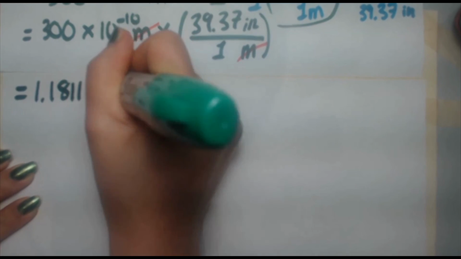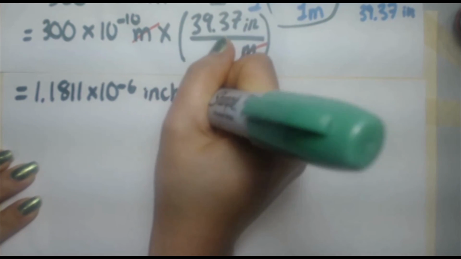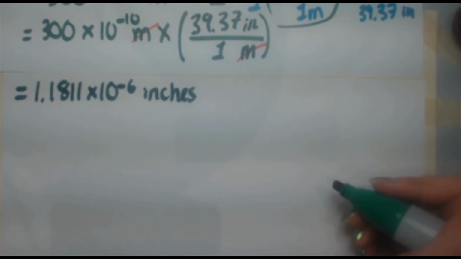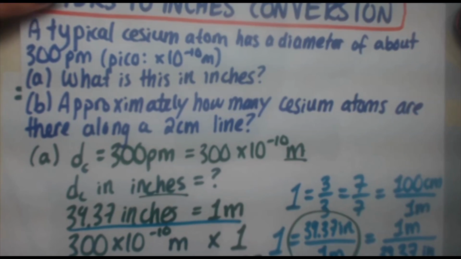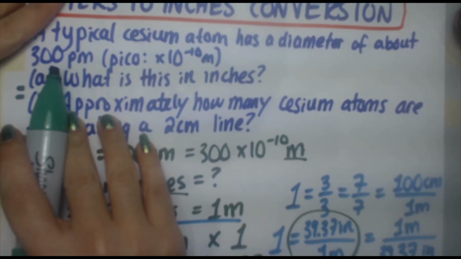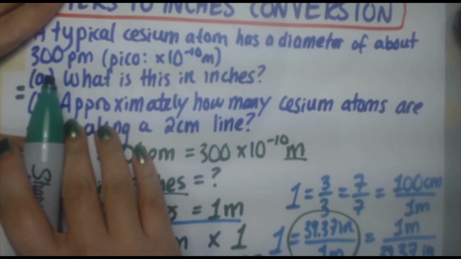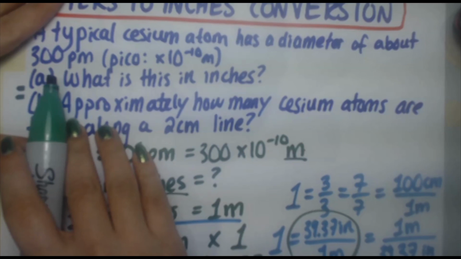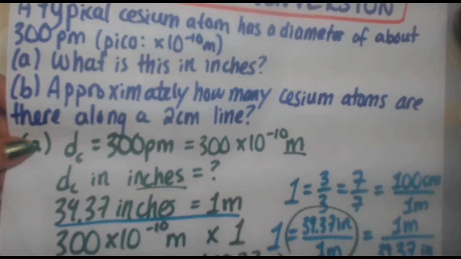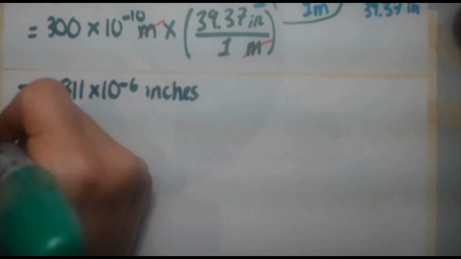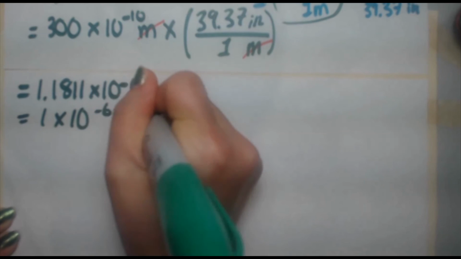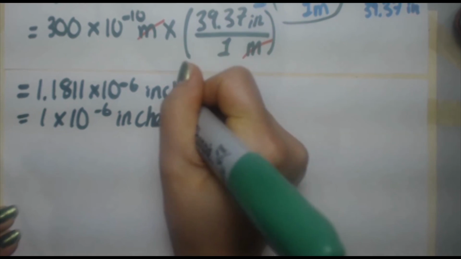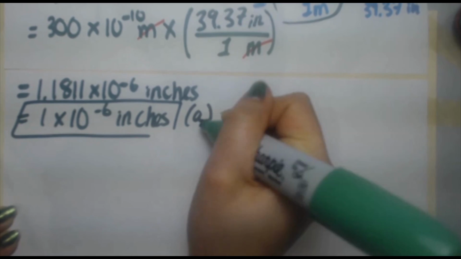1.1811 times 10 to the minus 6 inches. At this point, you have to say, well, that's the answer, almost. You have to make sure this is correct to the number of sig figs. So you go back to your original question and you're given 1 sig fig here. Remember, your answer can only be as certain as what's been given to you in the problem. So we've got to round our answer to 1 sig fig, right? If you round this to 1 sig fig, you're going to get 1 times 10 to the minus 6 inches. And there is your answer for part A. Simple as that.